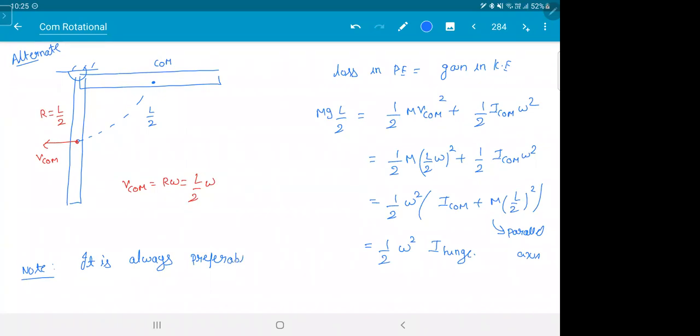It is always preferable to solve about the hinge, whether it is energy, force, or anything. If there is no hinge, then center of mass is best. Then COM is next best. So that is a priority order. Always the hinge. Hinge is not there, then center of mass.